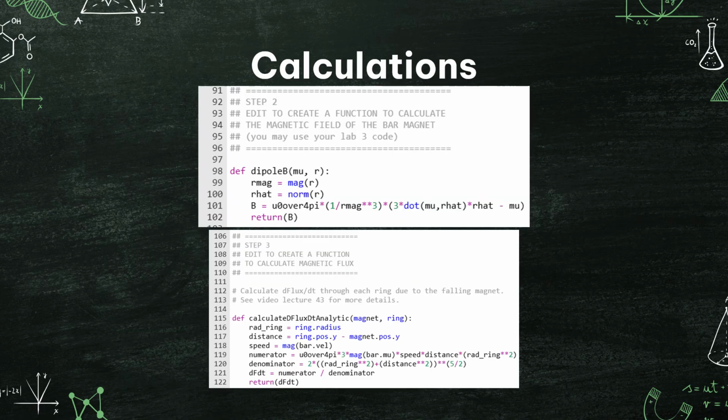Now on the top is the formula for a function which is creating the magnetic field of the bar magnet, and then here at the bottom is another function which is calculating the magnetic flux.